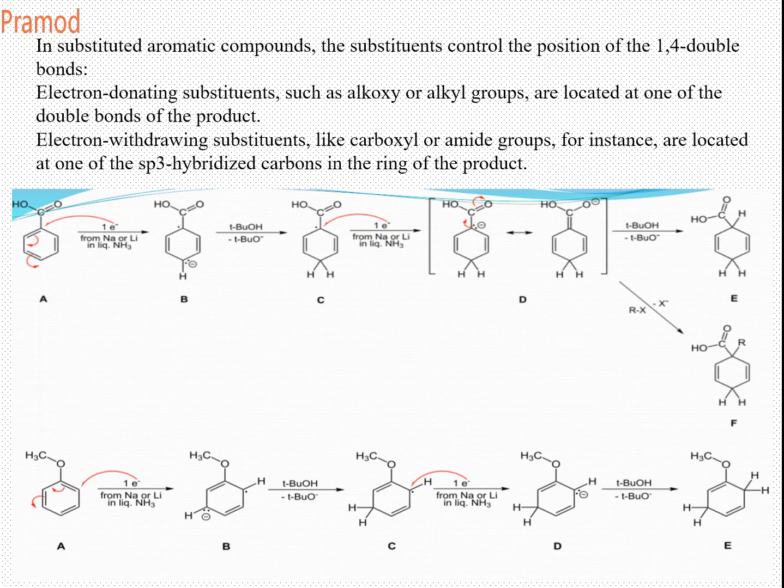Substitution has an effect based on the substituent. With an electron withdrawing group, you get the 1,4 product, and with the carbonyl the electron attacks the same carbon. Whereas in case of electron donating groups, the electron will attack the carbon which is adjacent to the substituent. So this is the difference between the two substituents, electron donating and electron withdrawing.